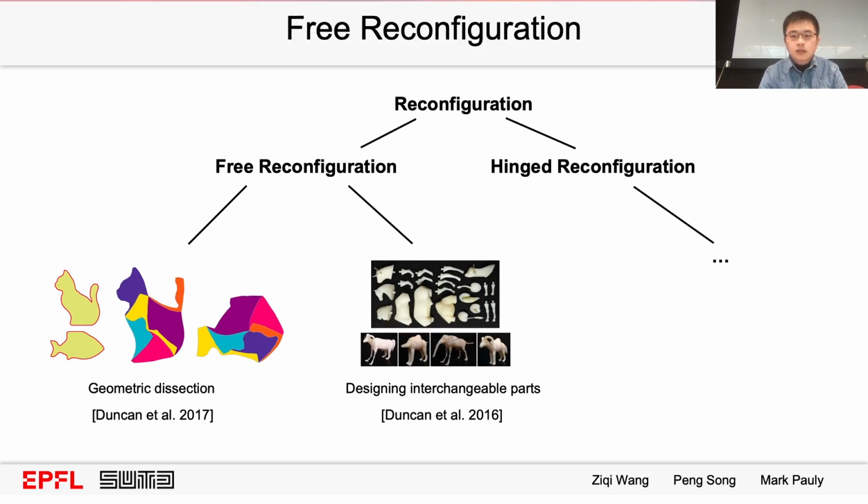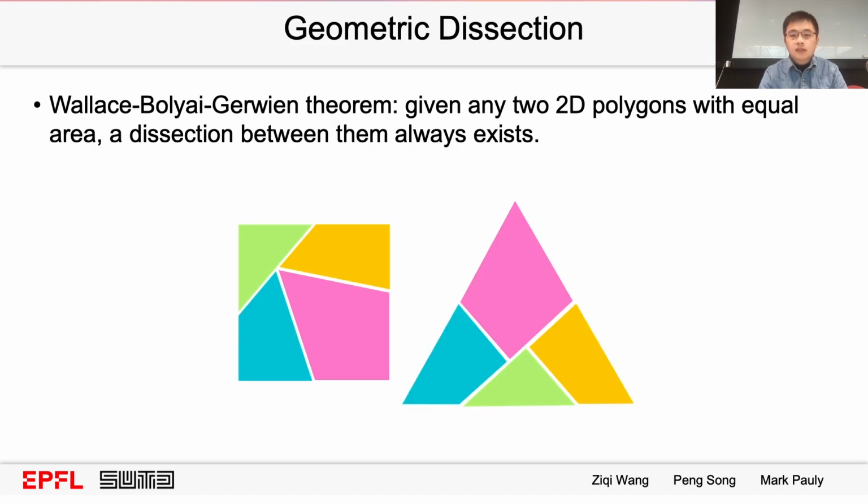For the free reconfiguration assembly, if the target shapes are provided, the problem can be formulated as geometric dissection. Otherwise, if the target shapes have been compatibly segmented, the problem is formulated as designing interchangeable parts. There is a famous theory for the geometric dissection problem. That is, as long as two 2D polygons have the same area, a dissection between them always exists. The proof does not restrict the number of parts, often leading to over-segmented parts that are physically implausible. The task of finding an exact K-piece dissection is proved to be NP-hard.